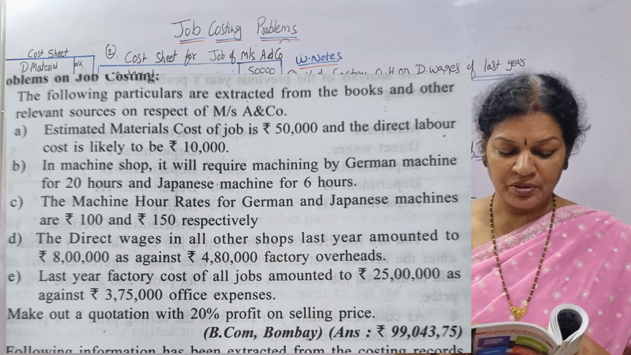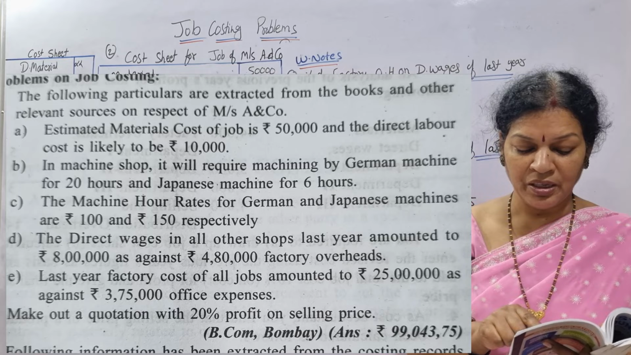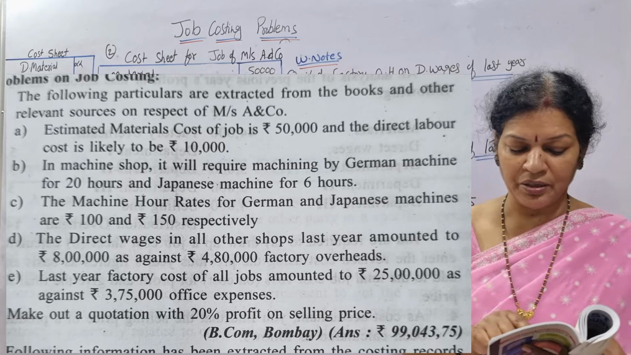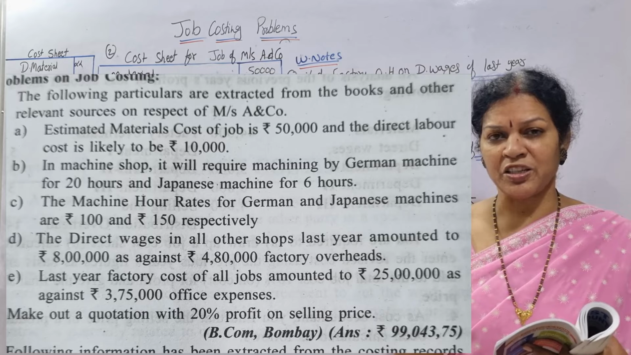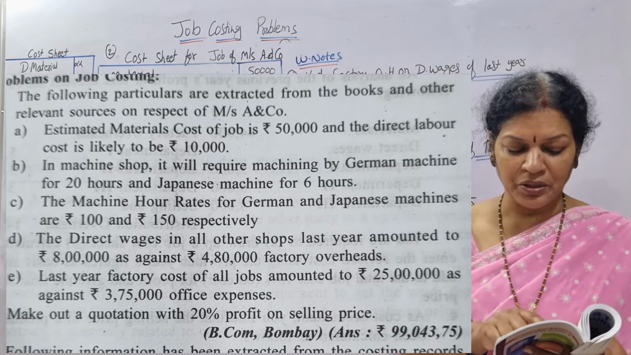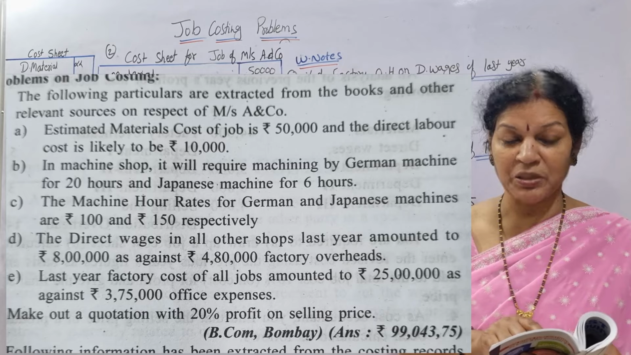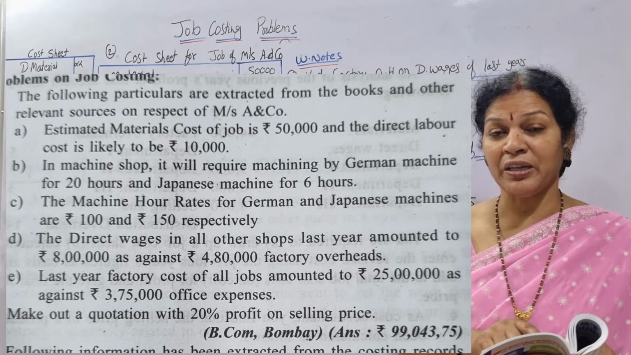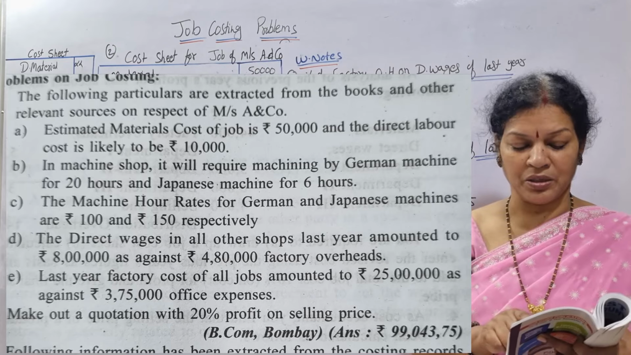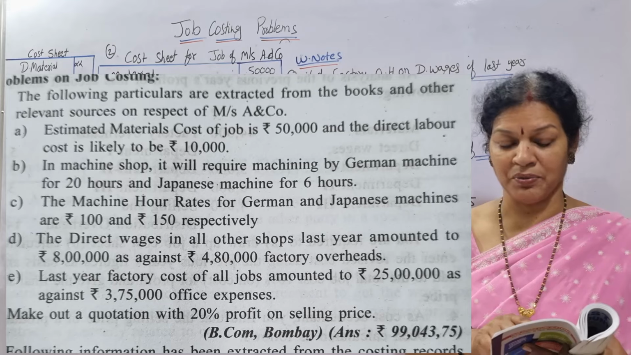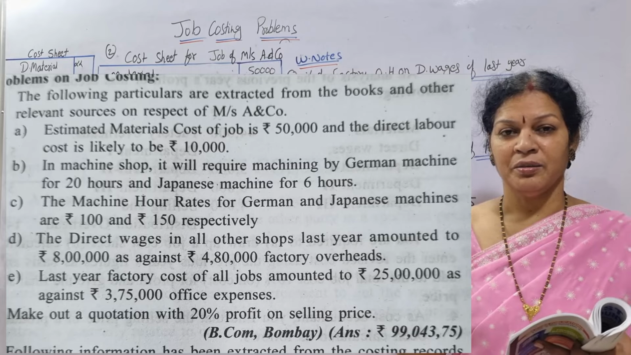Okay. Now C bit, it is related to the B bit. Now see what they are saying. The machine hour rates for German and Japanese machines are 100 rupees and 150 rupees respectively. Here we are going to get machine expenses. If it is German, 20 hours, how much is the cost at the rate of 100? 100 is mentioned in the C bit, 20 hours you find in the B bit. In the same way, for Japanese machine, 6 hours it is working. What is the cost? Per hour it is 150. 6 hours into 150. If you multiply like this, you will get the machine expenses.